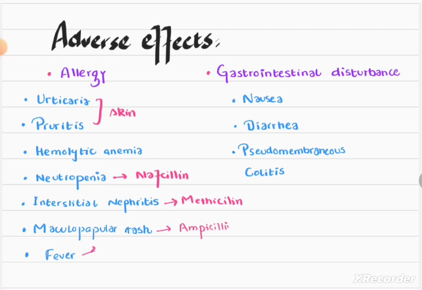In the GIT, they have the tendency to cause nausea and diarrhea, and they may occur with oral penicillin, especially with ampicillin. GIT upset may be caused by direct irritation or by the overgrowth of gram-positive organisms or yeast. Ampicillin is very notorious for causing pseudomembranous colitis. This was all about the penicillins.